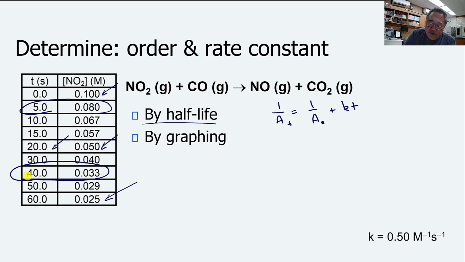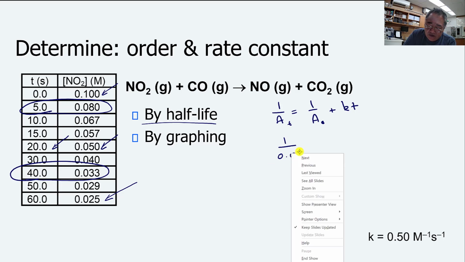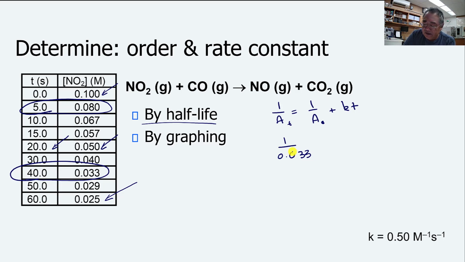What you're going to do is put in for AT 1 over 0.033 molar. I don't know what happened to my 0 there, it disappeared. And that's going to be equal to 1 over A0, which is going to be 0.080. The reason I'm doing this is because you don't have to use the first data point in your calculation, especially if it's bad. If you're looking at a graph of it and it's a weird point, don't use it.